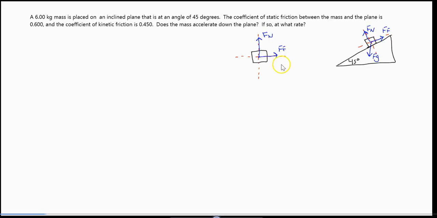and I've got my weight, which points neither on this axis nor this axis, which means we have to resolve it. At this point, we're familiar with the idea that we have two components to that weight. We have a y component and an x component. The y component is the one that points into the plane. The x component is the one that points down the plane, or parallel to the plane. It's the one that makes things go down the incline.